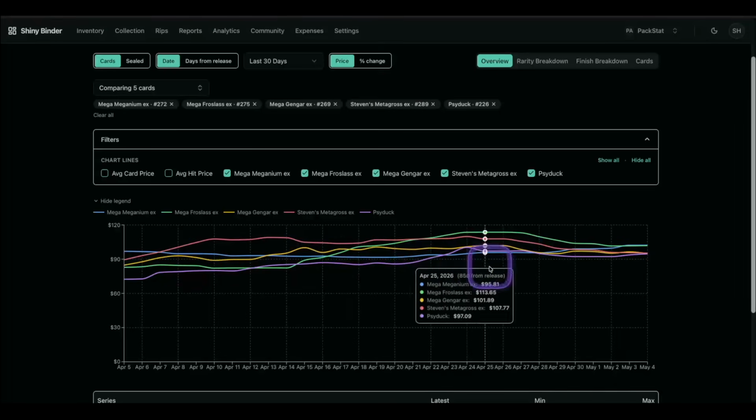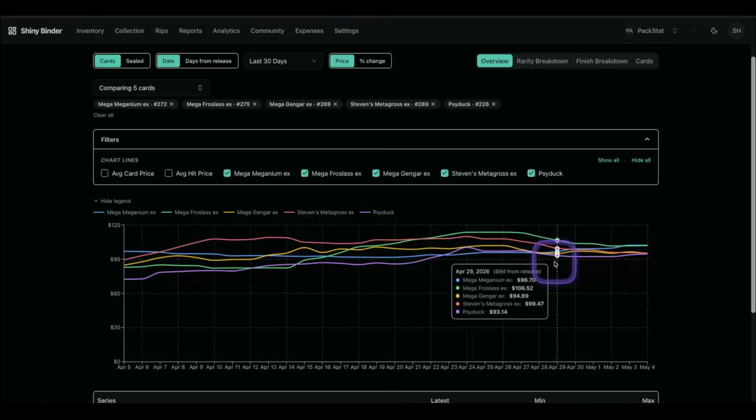So this chart is the next 5. There's Mega Meganium. I think this is the SIR. Yeah, SIR. And then we have the Mega Frostlass SIR, Gengar MAR, Stevens Metagross SIR, and then the Psyduck IR. So those are in a holding pattern as well.